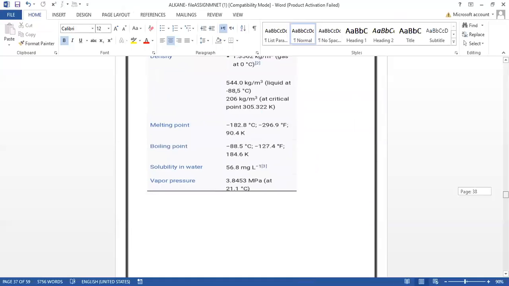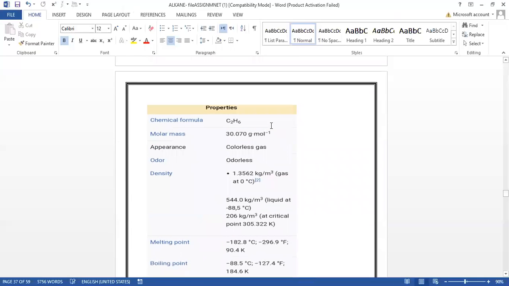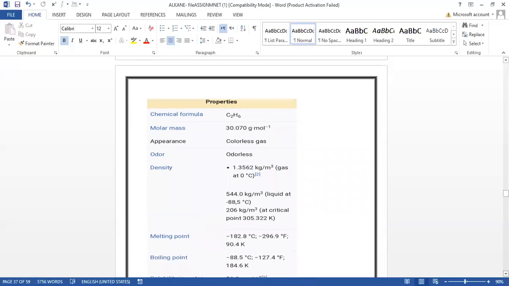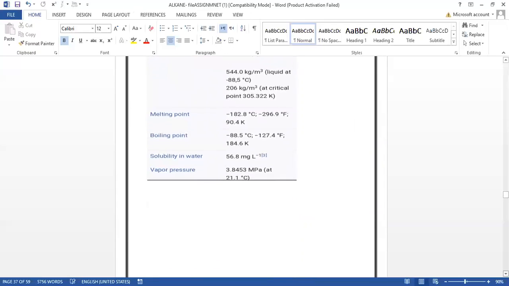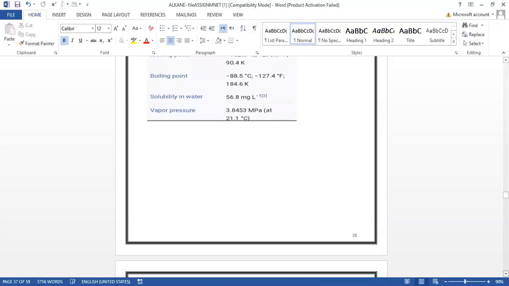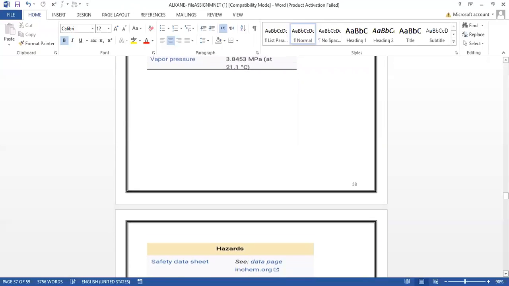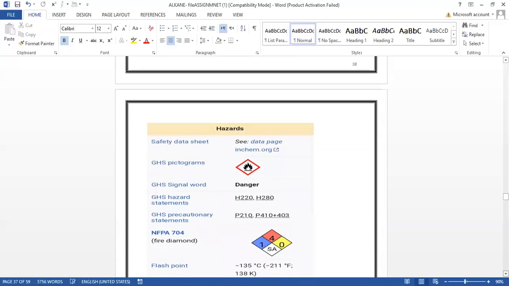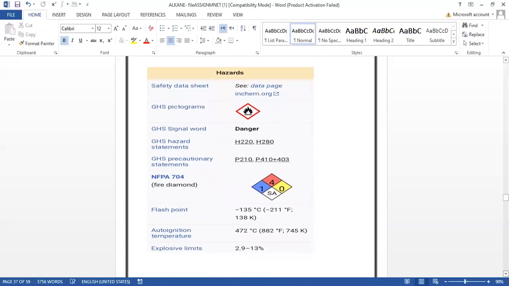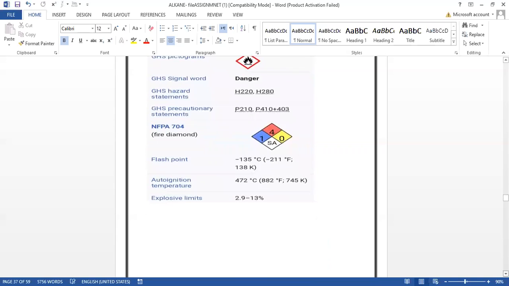Now, ethane has the following properties. Ethane has the chemical formula C2H6, and its appearance is colorless and it is odorless. Its density, melting point and boiling point are as shown. Its solubility in water is as shown, and vapor pressure is 3.84. And what are the hazards of ethane? Safety data sheets and the samples that are used are as shown.